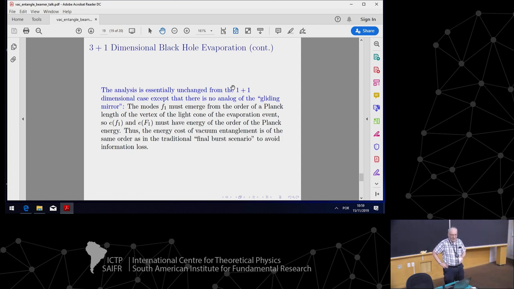So there had been a suggestion for a long time that a way to get around this information problem would be to have a long-lived remnant, and the remnant is close to Planck size. But it slowly leaks out long wavelength particles. So that seems really very similar to what you're doing, what you get over here. You have long wavelength particles that are then entangled with the Hawking radiation, not much energy cost, but a lot of particles.